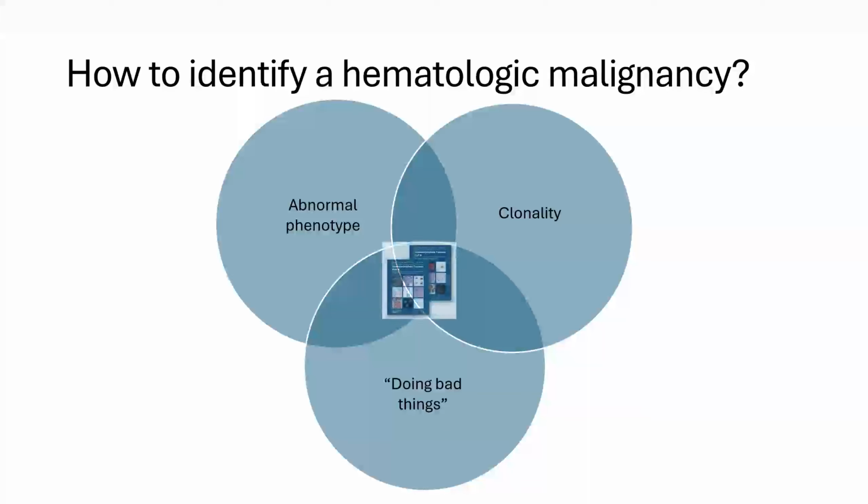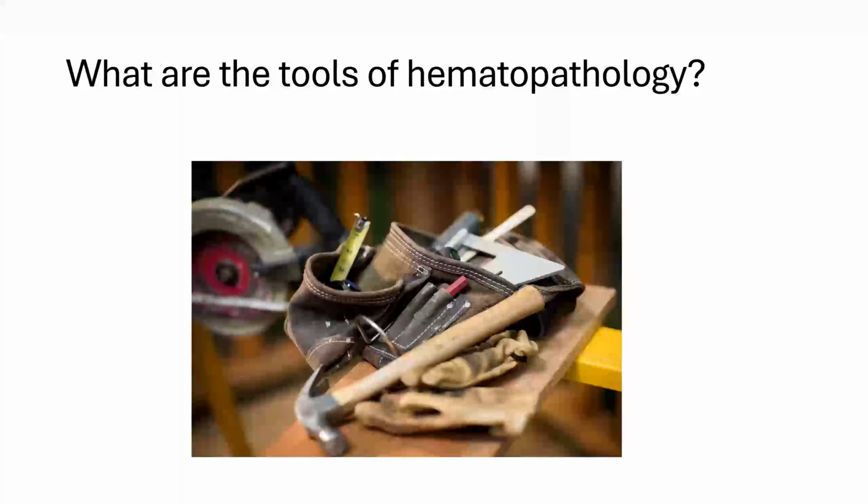If we have all three of these features, the WHO classification system has a box to put the entity inside of, and we can give it a diagnosis. But did you realize that the WHO classification is a work in progress? The current form is the best we have with the current tools that we have. Which begs the question, what are the tools of hematopathology?